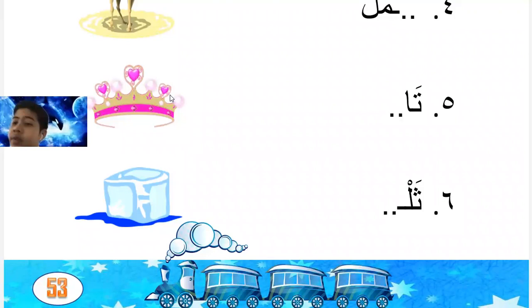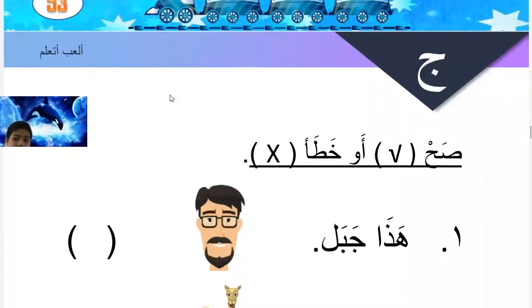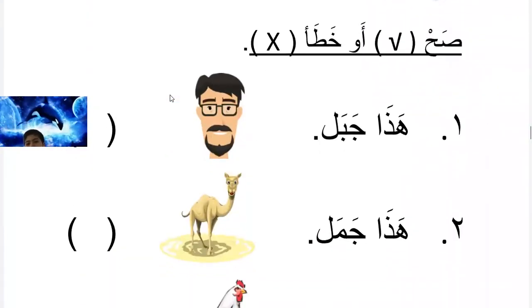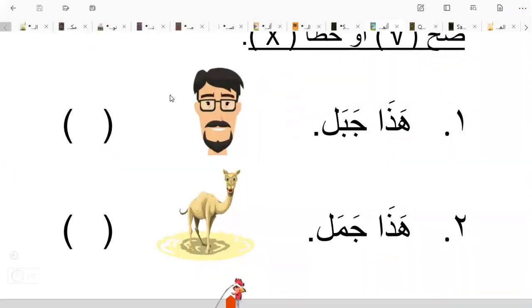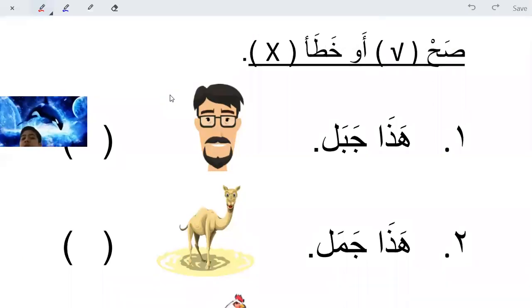Saj, ice. Sa au khata. Correct or wrong? Jabal khata. Good. Meaning? This is a camel. Mountain. Jabal means what? Mountain. Jabal. Okay. Hazar Jamal. This is Sahih. Good.